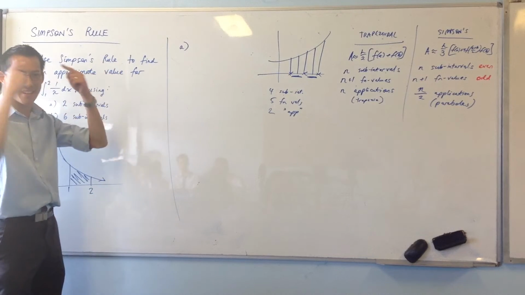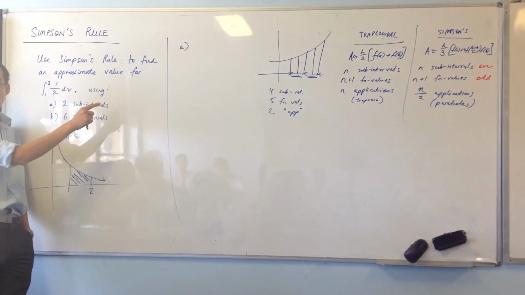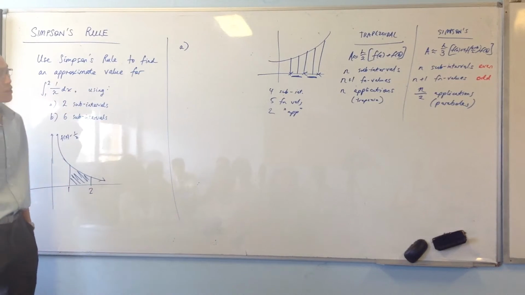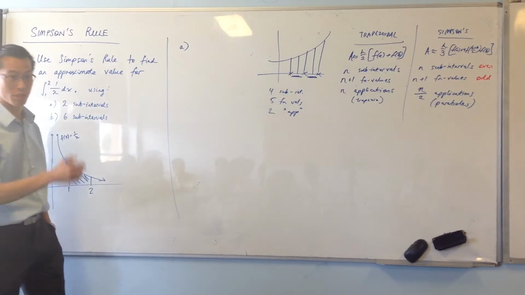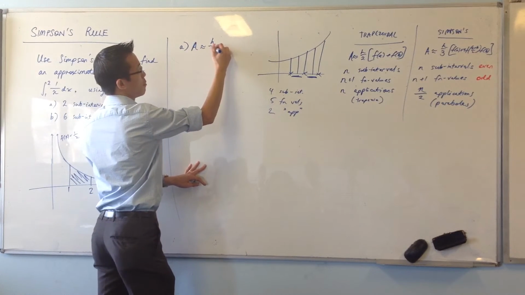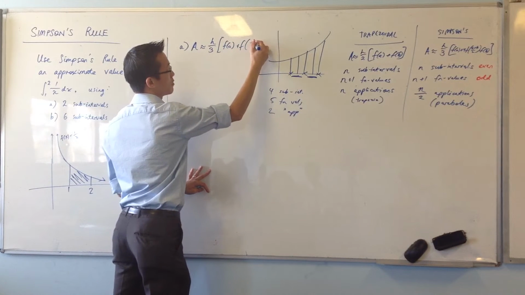Right, now that we have that in our heads, let's actually start to answer this question. 2 subintervals, so this is the basic form, the form that I just wrote down there, okay? So I always start every single time just by writing out the formula, okay? It won't get you any marks, but it'll tell you all the things that you need to know in order to answer the question.